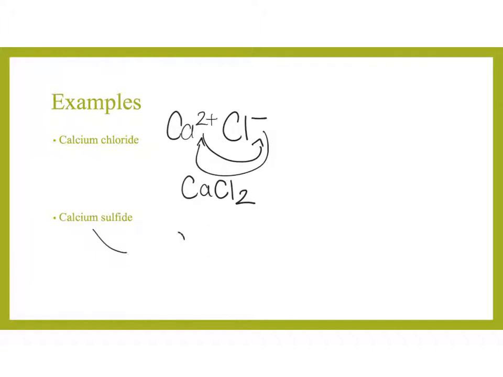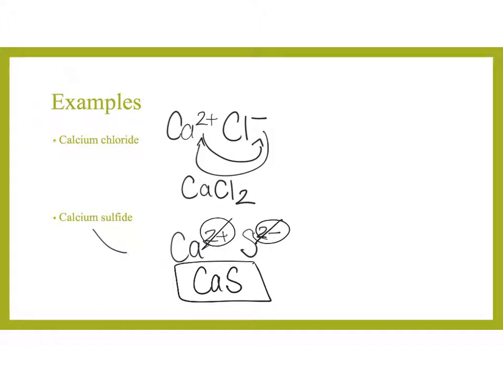Okay, and then calcium sulfide. Again, calcium is 2 positive, sulfur is 2 negative. They are both exactly the same, right? One's just positive and one's negative, so therefore they cancel each other off. So we write CaS, like so. So no extra numbers. Not this. That's actually wrong, right? We cancel off the numbers and get just CaS.